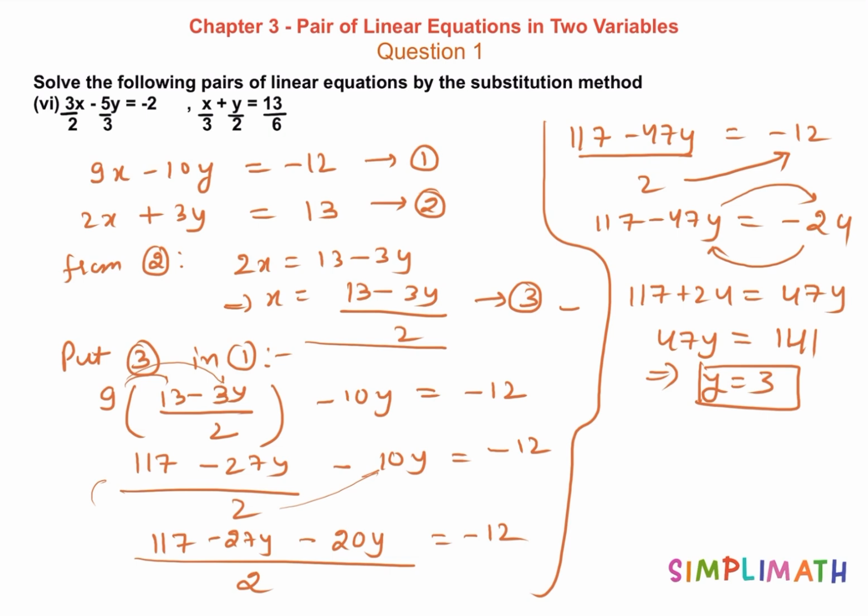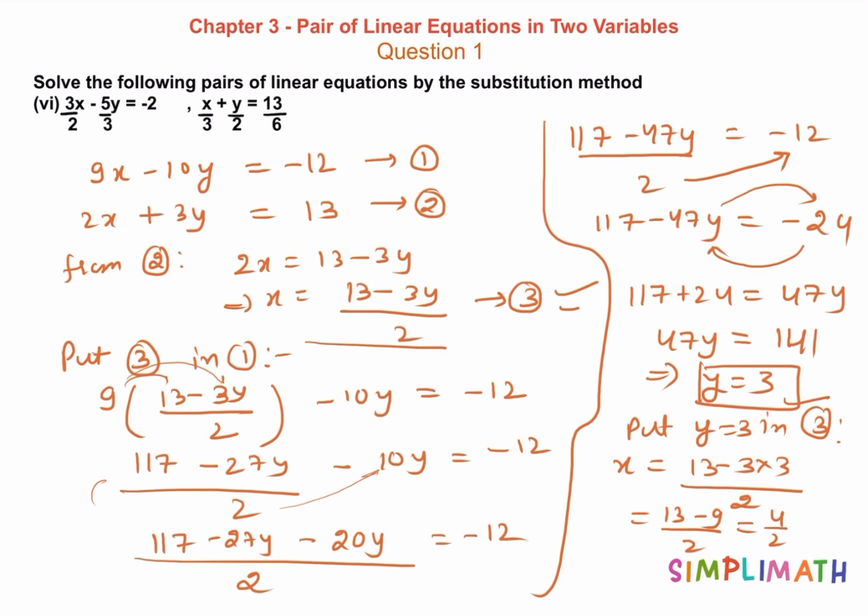Now we put the value of y equals 3 in equation number 3. So we have x equals 13 minus 3y by 2. The value of y is 3, so 13 minus 9 by 2, which equals 4 by 2, which equals 2. So x comes out to be 2 and y comes out to be 3. So x equals 2 and y equals 3 is the solution of the given pair of linear equations.